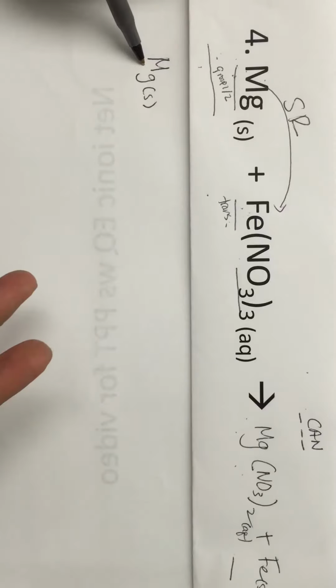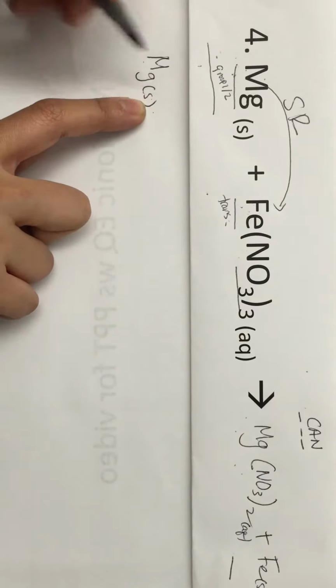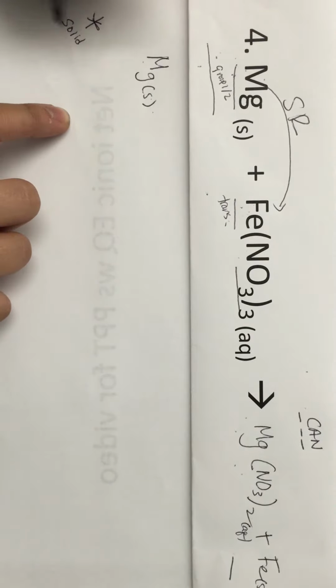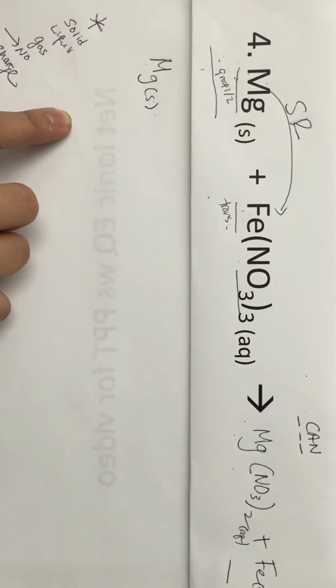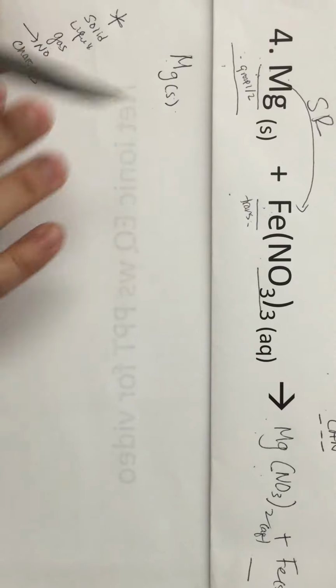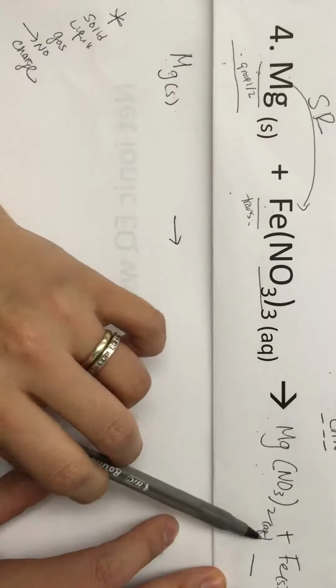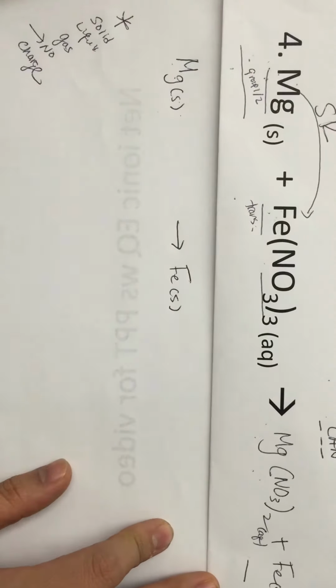So my first step is to just write down all my solids. Since this is a solid, it's not an ion. Remember, if it's a solid, you're not going to put a charge. So let's put ourselves a reminder here: solid, liquid, gas, no charge in the net ionic equations, okay? This is a solid, nothing. So then on the other side, I also had a solid, which was iron. Just put that and nothing more.